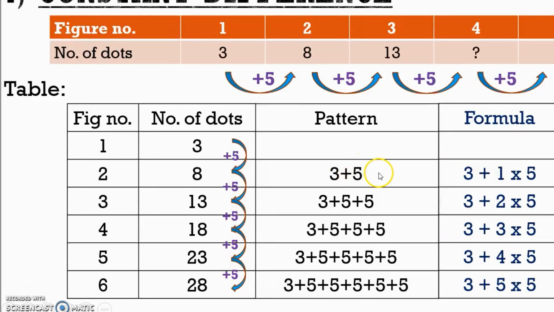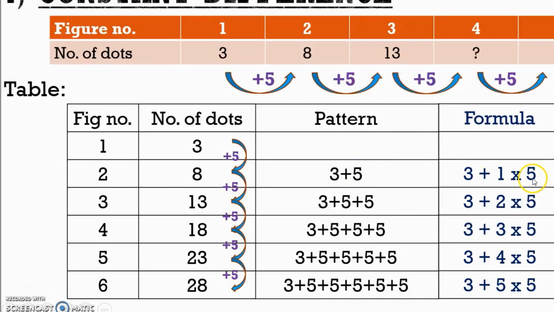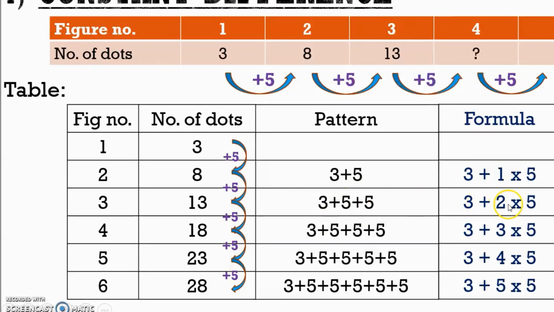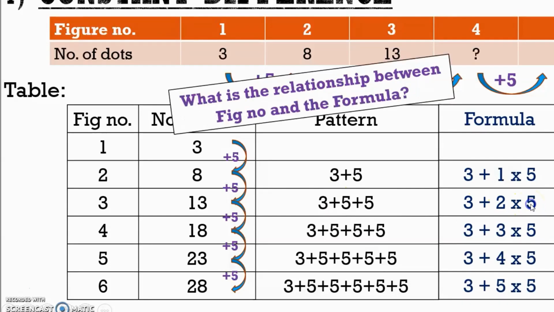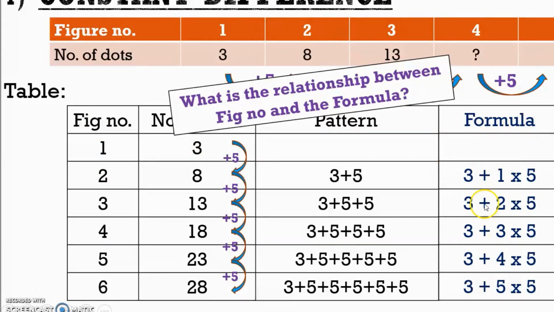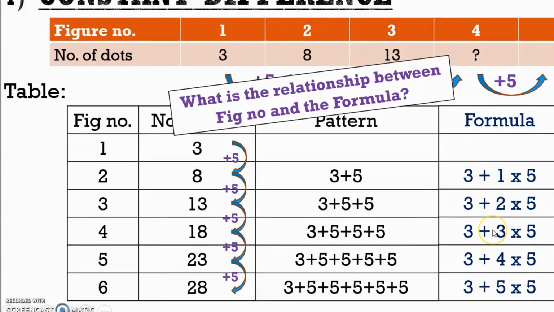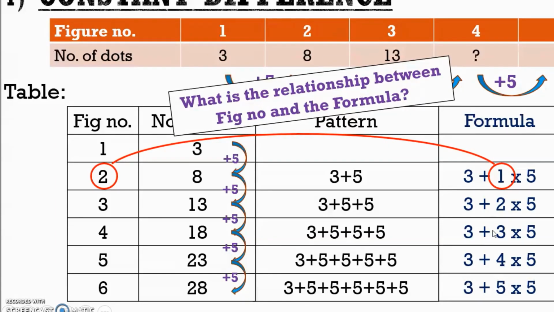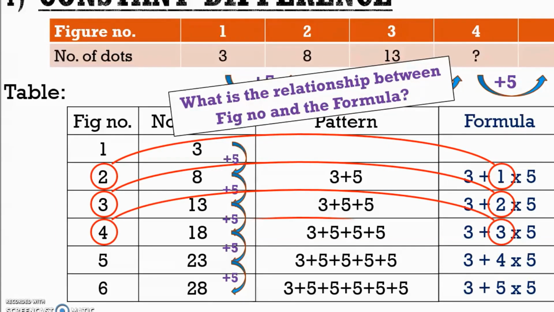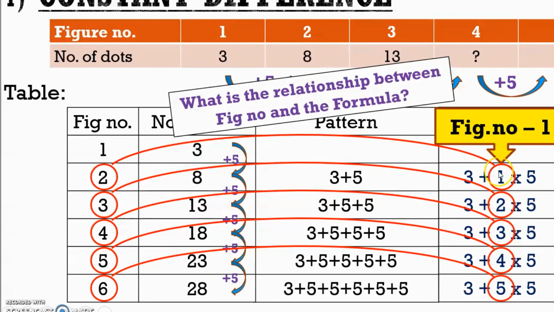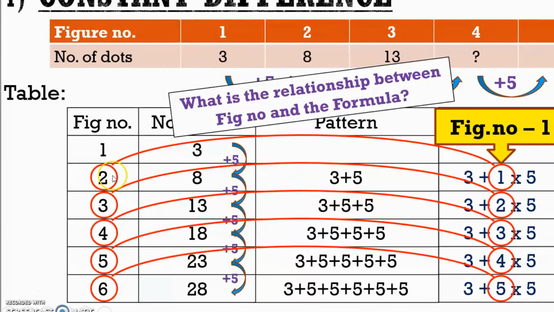Because here we can get our formula. 3 plus 1 5, so 3 plus 1 times 5. 3 plus 2 5 here, so 3 plus 2 times 5. So what is the relationship between this row, the figure number, and this column here, the formula? Can you see the link here? What about this? So basically, this one here is the figure number minus 1.